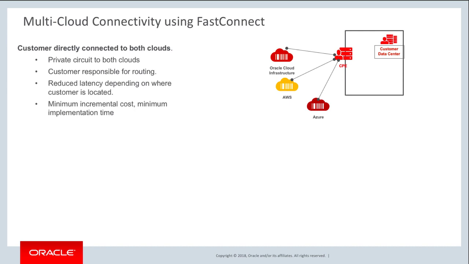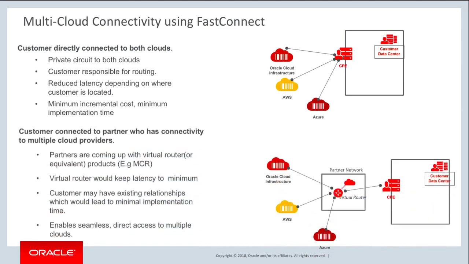The first option is that you are lucky and you are directly connected to both the clouds. So you are co-located in a FastConnect location with Oracle, for instance, and you are also co-located in a FastConnect or a direct connect location with any other cloud provider. In that case, you are manually connected to individual routers. You are physically connected to individual FastConnect locations. You are responsible for routing because you are directly located within each region. There is very reduced latency because you are directly co-located with them, and there is minimal incremental cost, and the implementation effort becomes less as well.